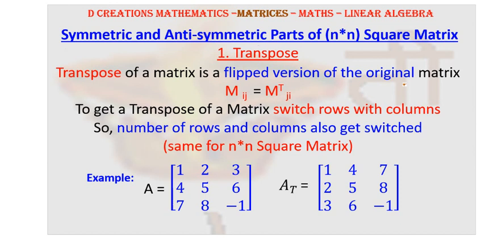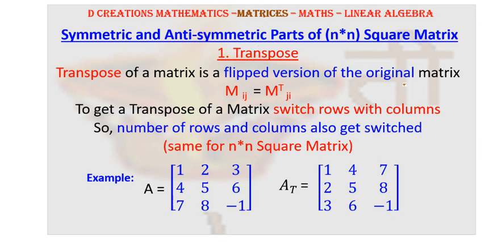Now, transpose of a matrix is basically its flipped version. So, if you consider a matrix M and if you consider an element which is in the ith row and jth column, in the transpose it becomes an element in the jth row and ith column. So basically the elements from rows and columns are switched. Now, had it been a rectangular matrix, the number of rows and columns would also have got switched, but here, since it's a square matrix anyway, both are equal.